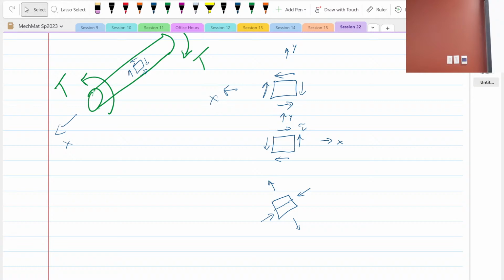Okay, so you're trying to find shear stress. Yeah, it should just be shear stress, and it should be the difference of the two. I agree with that.